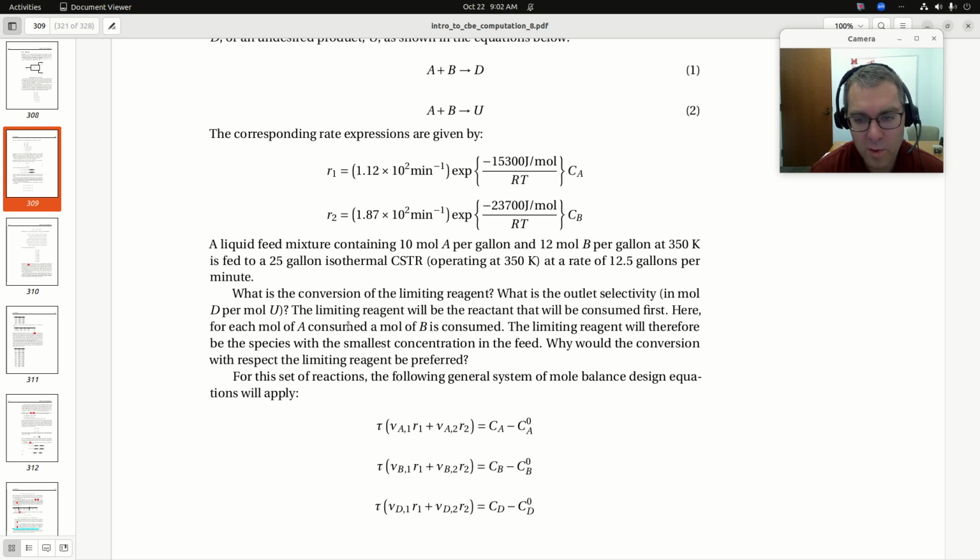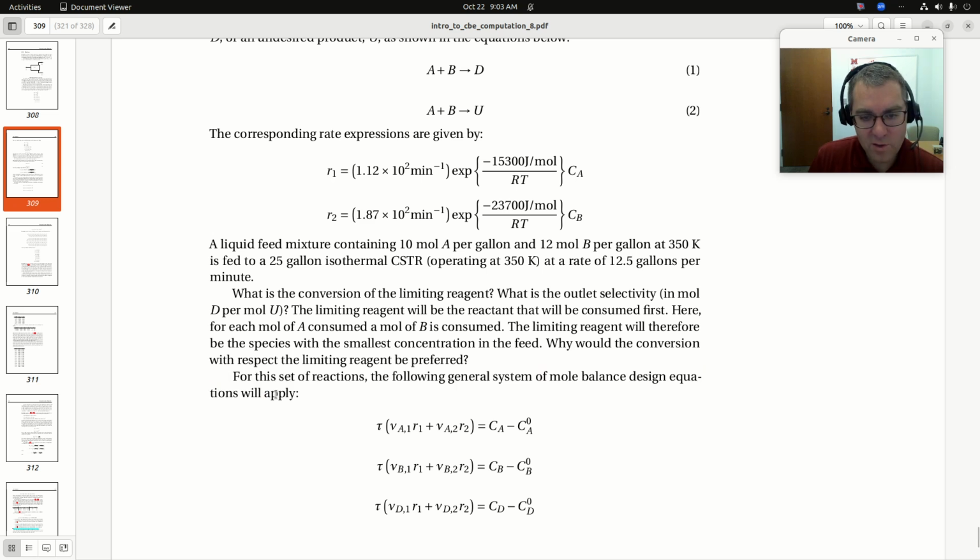The limiting reagent will be the reactant that will be consumed first. Here, for each mole of A consumed, a mole of B is consumed. The limiting reagent will therefore be the species with the smallest concentration in the feed, right? So that's A. Why would the conversion with respect to the limiting reagent be preferred? Well, I can consume all my A in theory, but I can't consume all my B, right? Because once I consume all my A, there's going to be no more A to react with B. So if I'm looking for 100% conversion, I'm going to look at conversion with respect to my limiting reagent because it can go to 100, but that of B cannot.